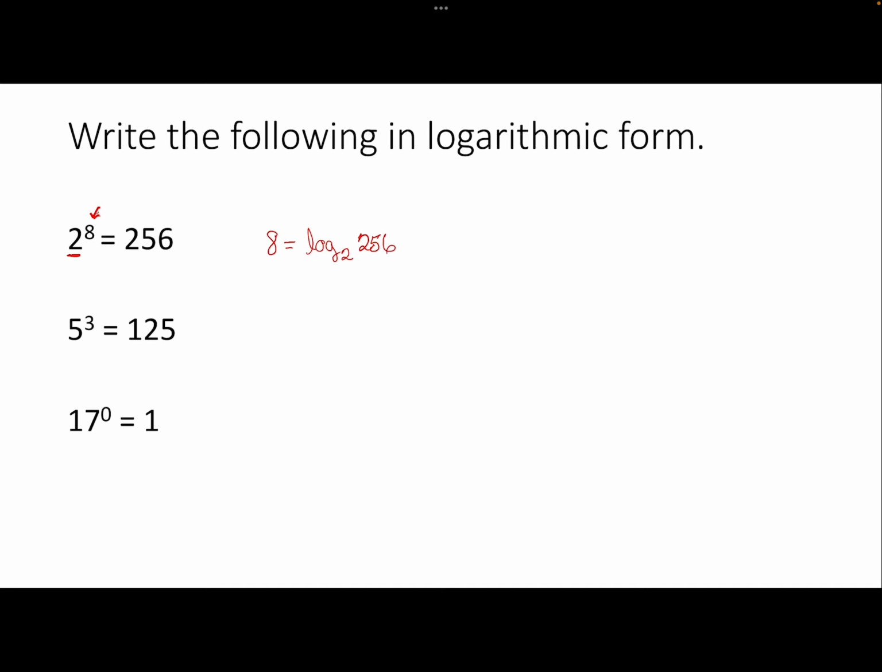How would 5 to the 3rd equals 125 be written in logarithmic form? Log base 5 of 125 equals 3. 5 to the answer to the log is equal to 125. And how would 17 to the 0 equals 1 be written? Log base 17 of 1 is 0.